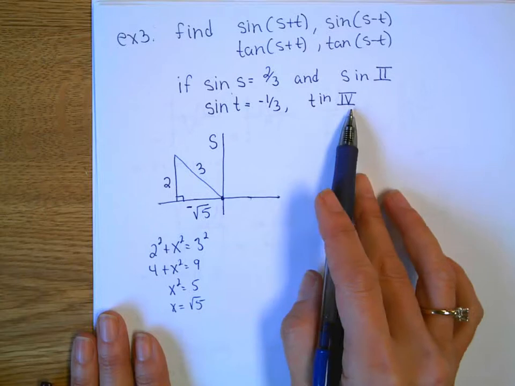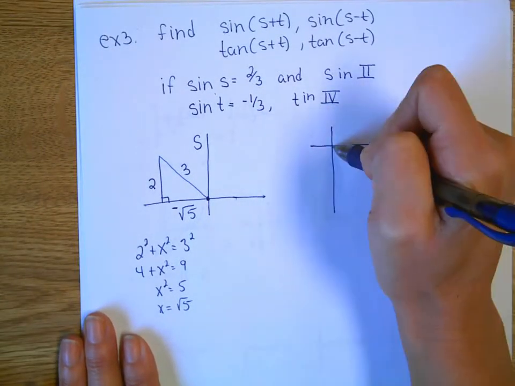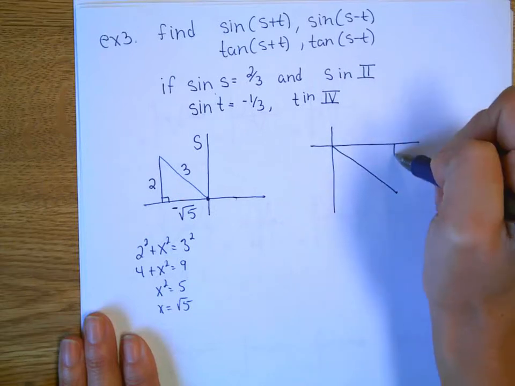And they tell me that T is in quadrant 4. So give yourself a quadrant 4.